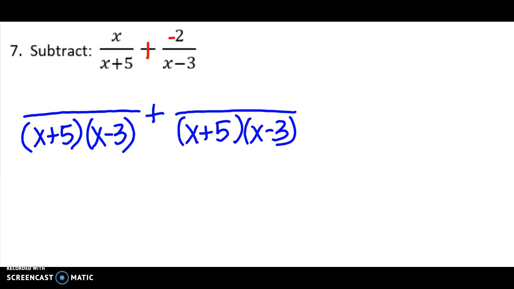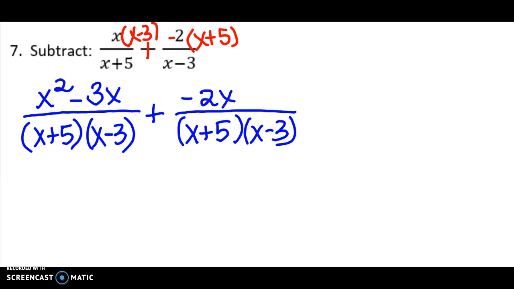So if you look at the first fraction, you can see that it's missing the x minus 3. So we need to multiply the numerator by x minus 3. So we have x times x, which is x squared. We have x times negative 3, which is negative 3x. Our second fraction, we're missing the x plus 5. And so we have negative 2 times x, which is negative 2x. Negative 2 times 5, which is negative 10.